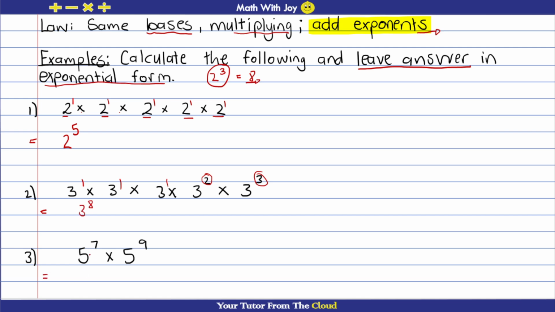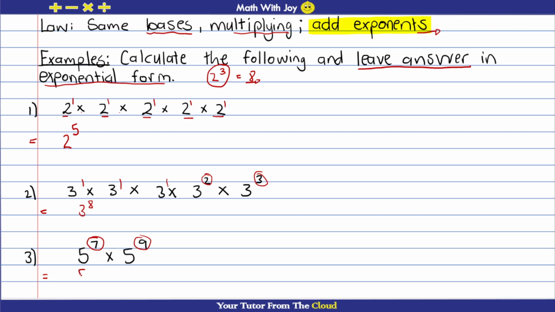And let's just do this one as well. We have 5 times 5. The bases are the same and they are multiplying. It's very important that the base must be multiplying, right? Because otherwise it's not following the rule from the law. So if that is true, then we just have to add the 7 and the 9. And we know that's going to give us 16.